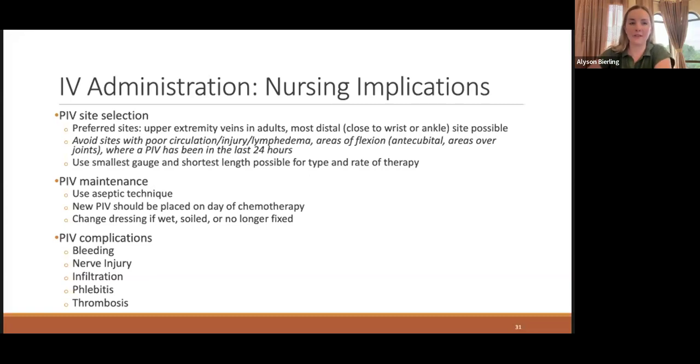Of course, if the dressing is wet or soiled or not fixed well to the skin, we would want to change that dressing. And then, of course, keeping in mind some complications such as bleeding, nerve injury, infiltration, phlebitis, and thrombosis.